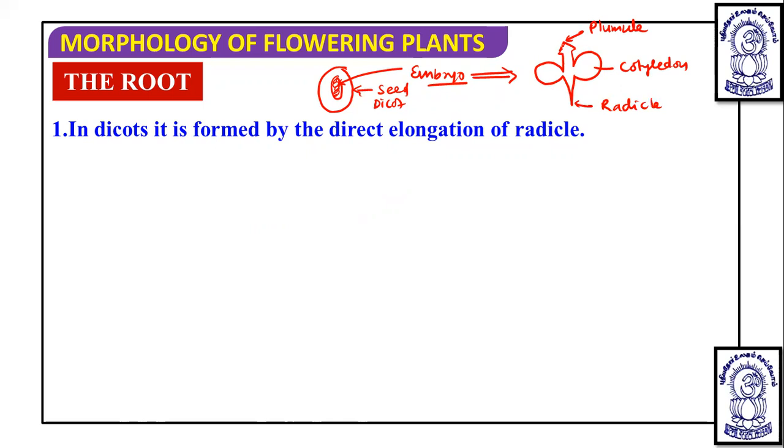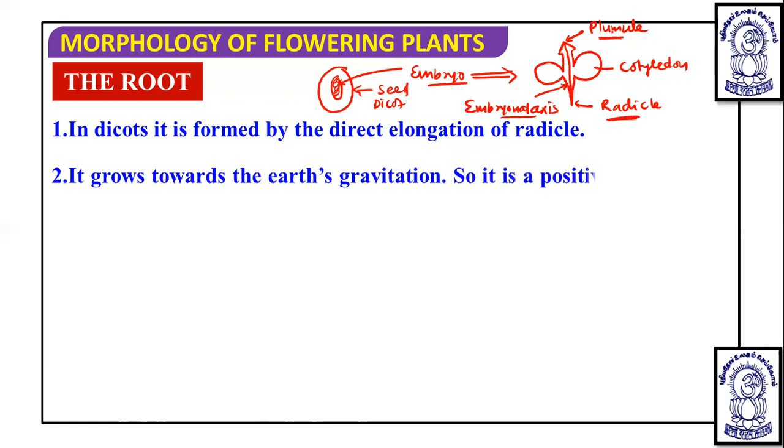But radicle and plumule are a part of what? This whole axis is known as the embryonal axis. The lowermost part of the embryonal axis is the radicle and the uppermost part is the plumule. Radicle gives rise to the root, and plumule gives rise to the shoot. So in dicot, the root is formed by the direct elongation of the radicle. The root grows towards the earth's gravitation, so we call it a positively geotropic organ.